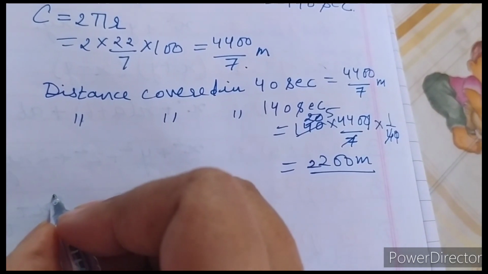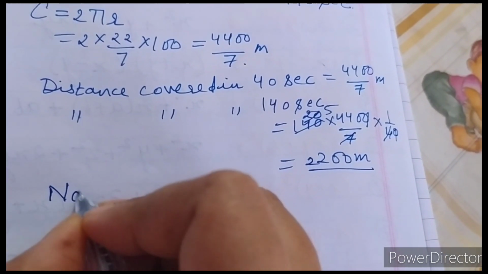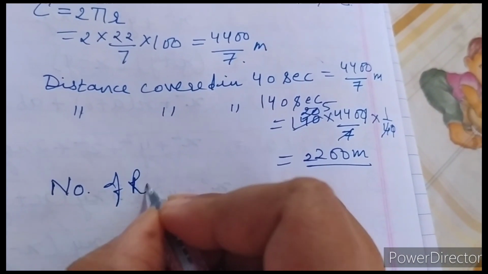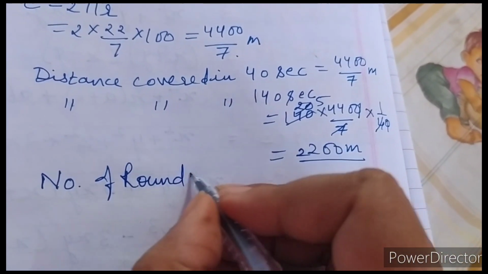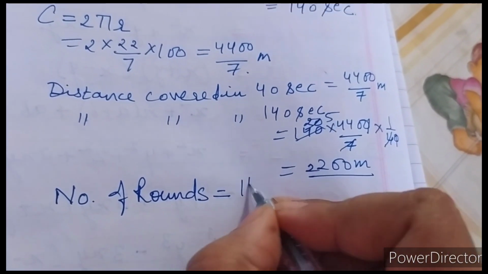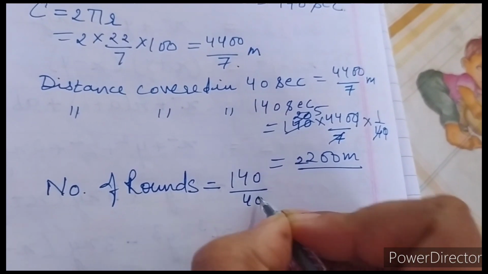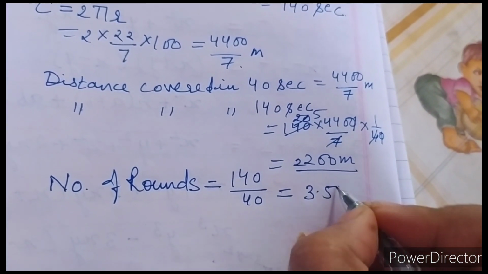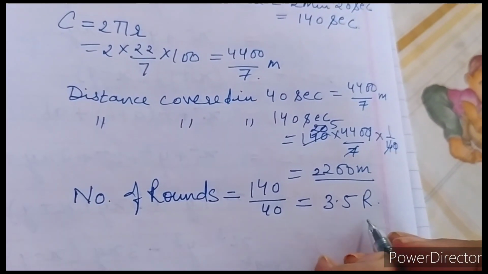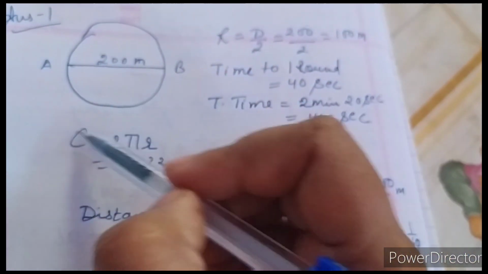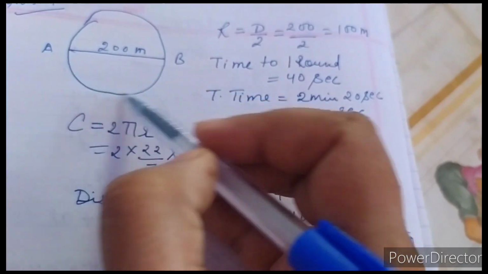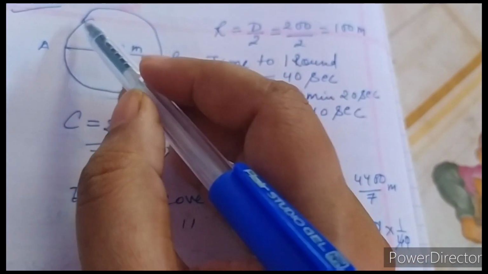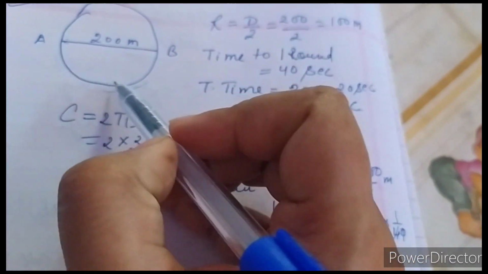Now what is the displacement? For that we will take out the number of rounds that has been covered in the given time. So number of rounds is equal to total time divided by time taken to complete the one round. That will come out to be 3.5 rounds. So that is 3.5 rounds. It means 3 complete rounds from A to A, from A to A, from A to A, and half round, that is from A to B.